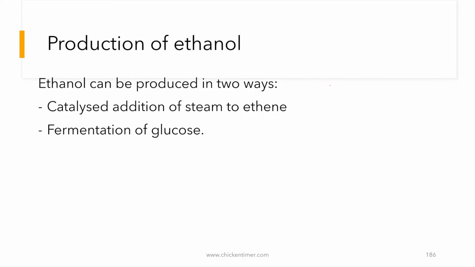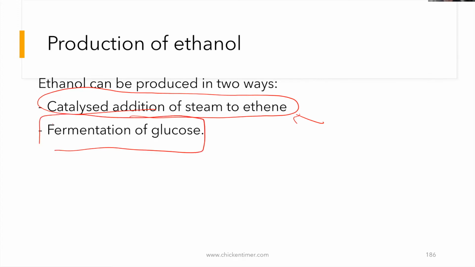Then you have ethanol produced in two methods: using steam, addition of steam to ethene. This one, I think the details are not required for combined science. Fermentation of glucose is the one that you need to know. And fermentation of glucose only produces ethanol in your syllabus. So it will not be extended to propanol, methanol, butanol, whatever alcohol. The knowledge is not extended.